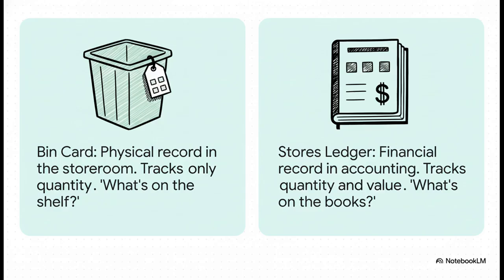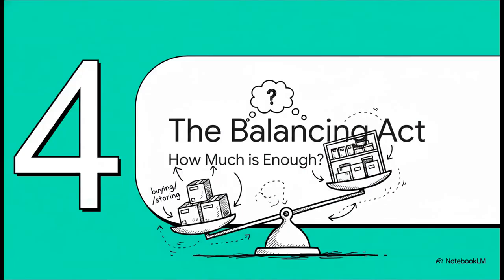The store's ledger, on the other hand, is the accounting department's official record. It tracks not just how many items you have, but also what they're worth. They both track the same stuff, but one answers the question, what's on the shelf, and the other answers, what do our books say we have? All right, so we know how to buy stuff and we know how to store it, but that leads us to the biggest strategic puzzle of all.